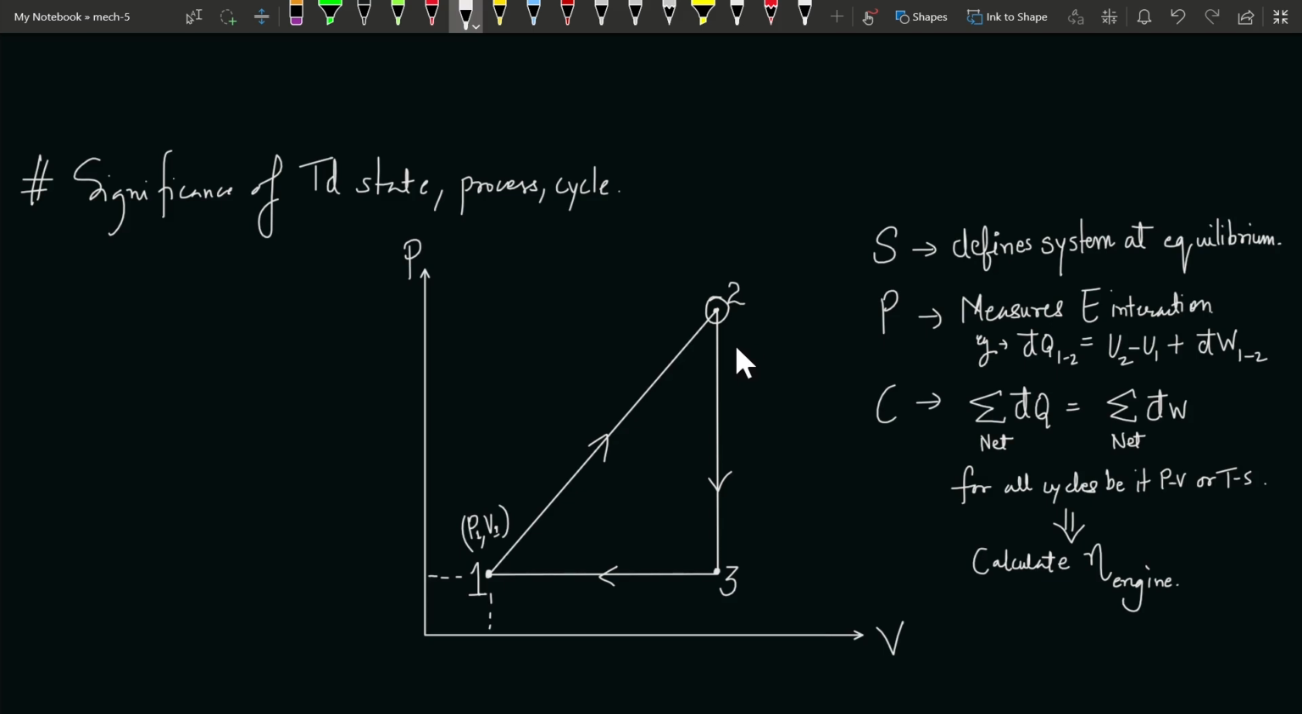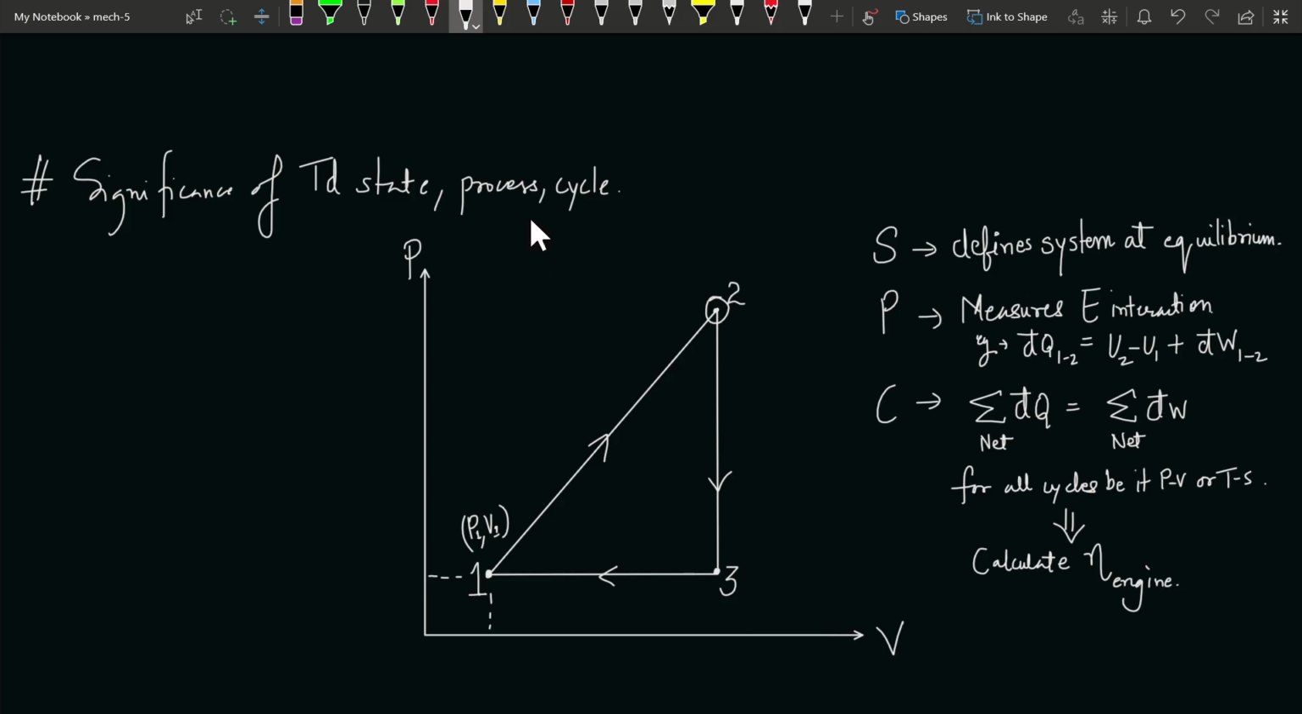So what is the significance of state? See, it defines the system at equilibrium. It helps us in defining our system at equilibrium, because it tells us the properties at a particular point, and that point is nothing but the equilibrium. Next comes, what is the process?